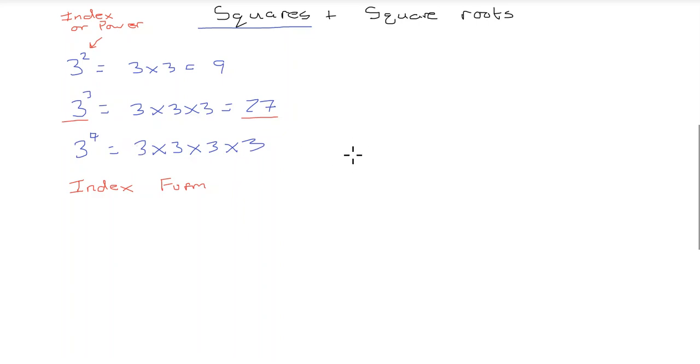Now sometimes you might get problems where you could have, for example, 2 multiplied by 5 to the power of 2. What's that equal to? In order to do this, you have to work out this index or power first. So that's equal to 2 multiplied by 5 multiplied by 5. So that's 2 multiplied by 25, which is equal to 50. So you'd always work out the index first.